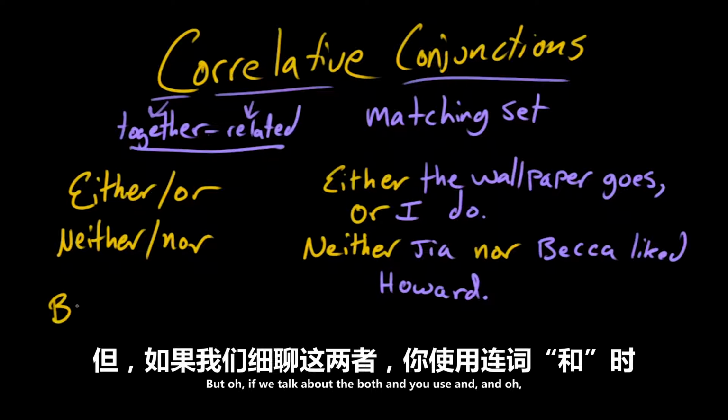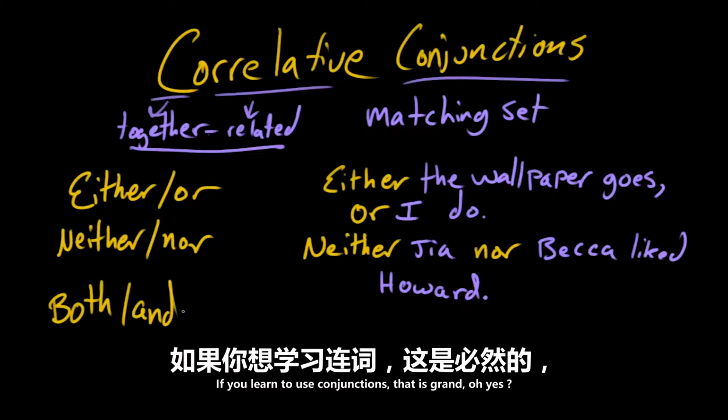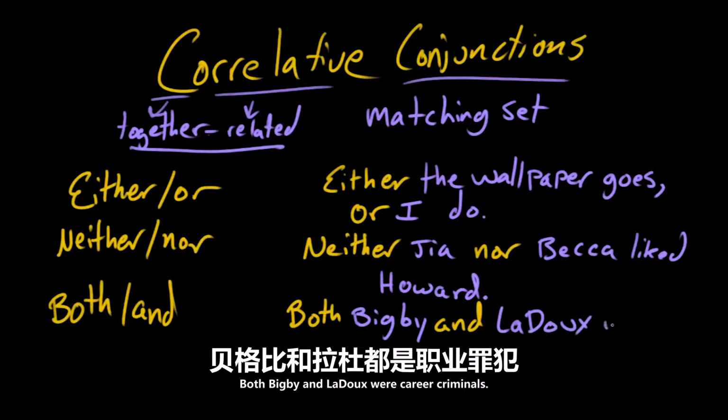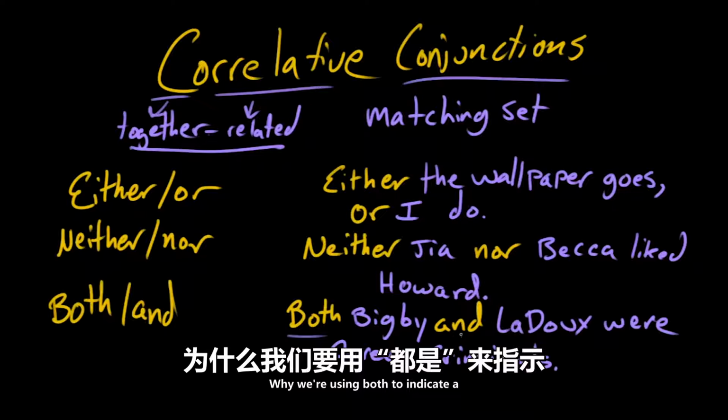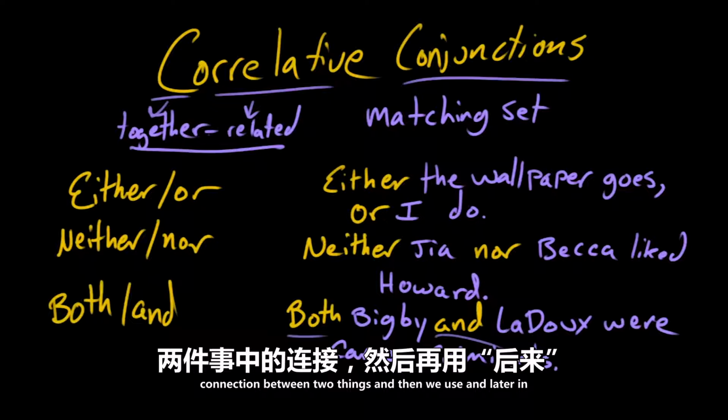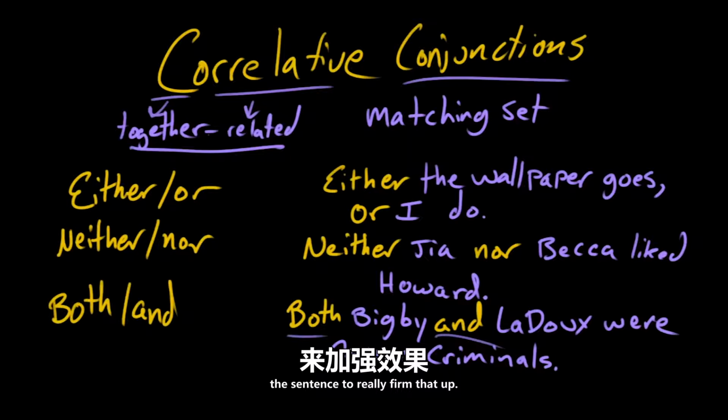But oh, if we talk about the both, then you use and. Both Bigby and Ledoux were career criminals. Right, we're using both to indicate a connection between two things, and then we use and later in the sentence to really firm that up.